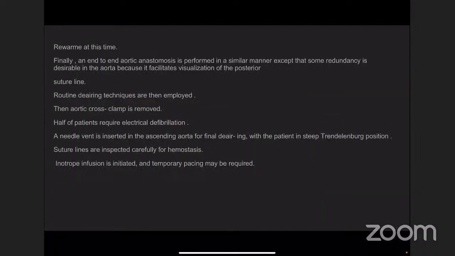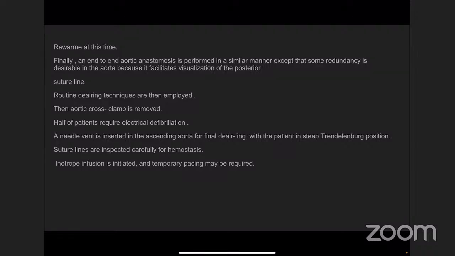Rewarming is started at this time. As a final step, the end-to-end aortic anastomosis is performed in a similar manner, except some redundancy is needed because it facilitates visualization of the posterior suture line.